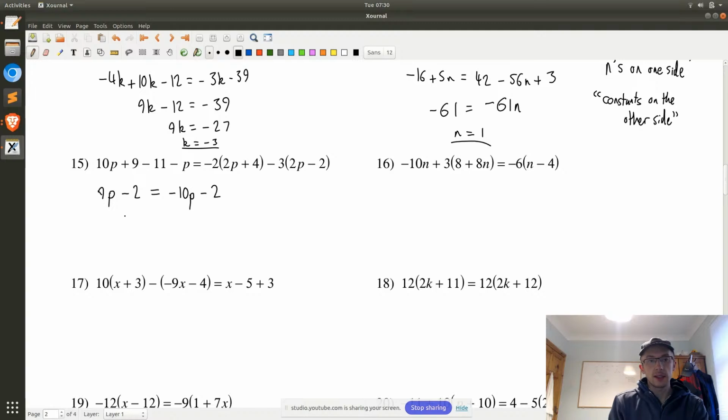P's on one side. So really 19p. Constants on the other side, add 2 to both sides. So we're going to have 0. So p is actually just 0.